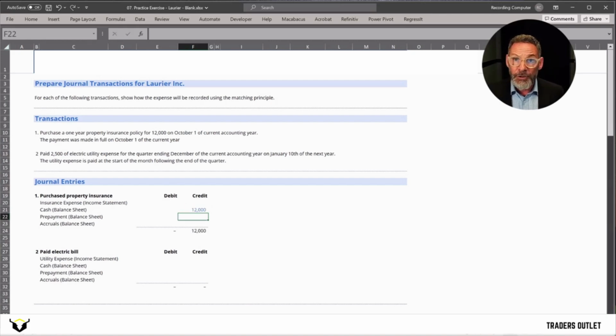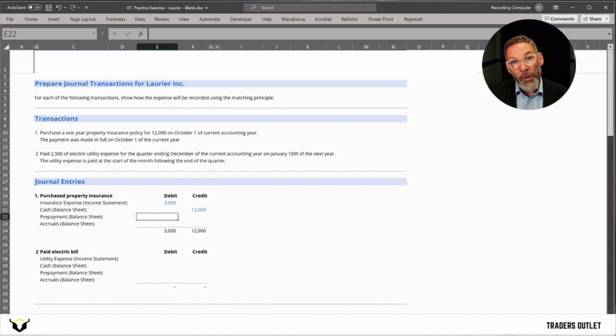We're not going to record the total $12,000 expense in the current accounting year because we're only enjoying 3 months of insurance coverage. So I'm going to take that $12,000, divide it by 12, which works out to an insurance cost of $1,000 a month. And we had 3 months of insurance coverage in the current year. So that's the expense using the matching principle.